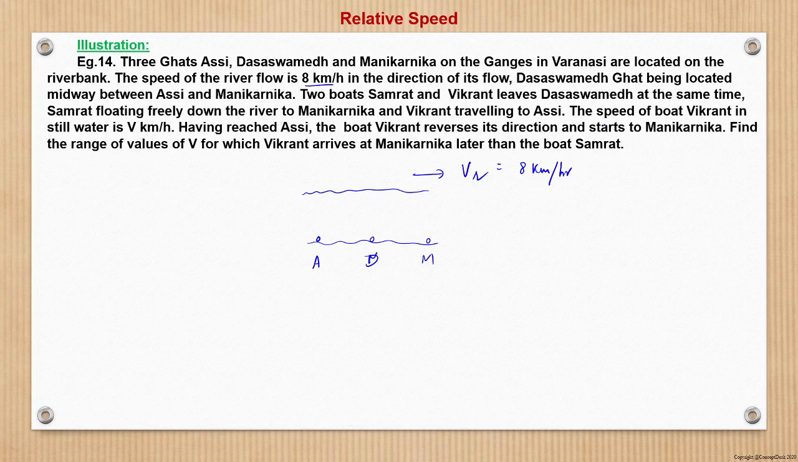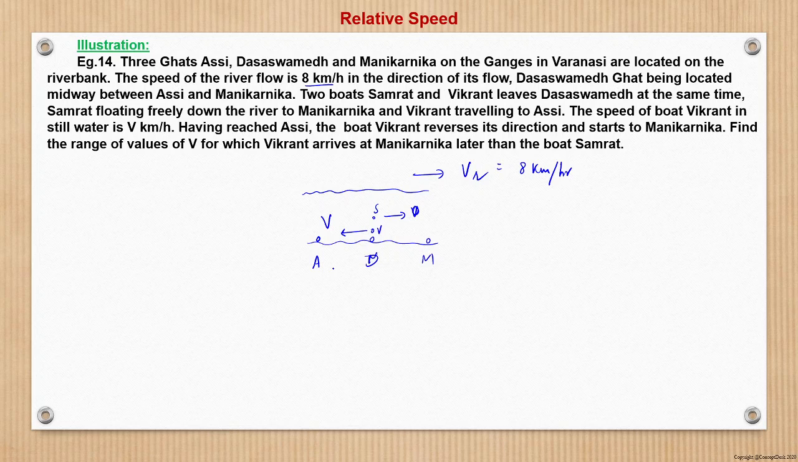Now, there are two boats, Samrat and Vikrant. Samrat floats freely down the river to Manikarnika. So from D, Samrat is flowing freely at a speed of VR, so basically its speed with respect to the river is 0. Another boat, Vikrant, is moving at a speed of V upstream.